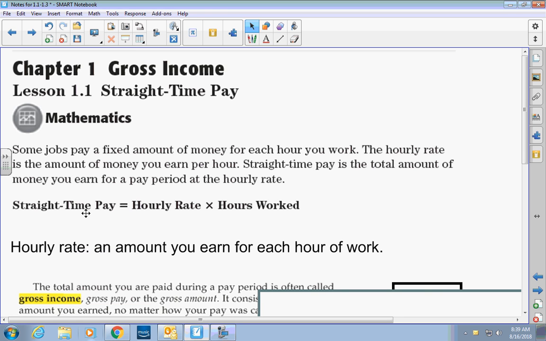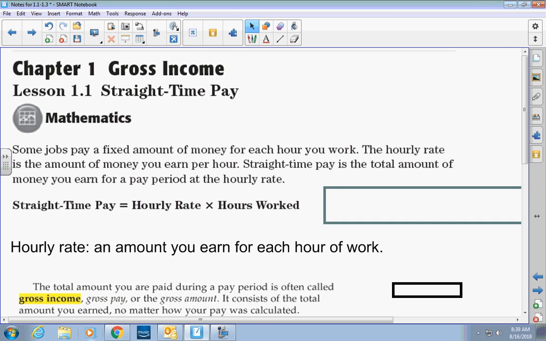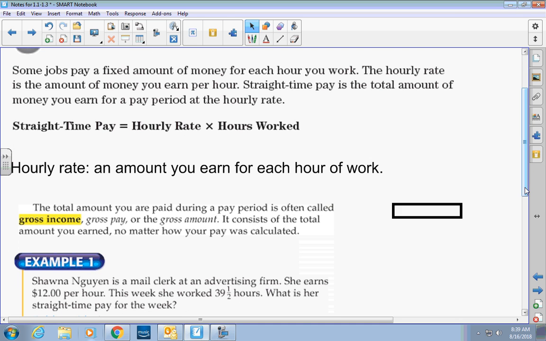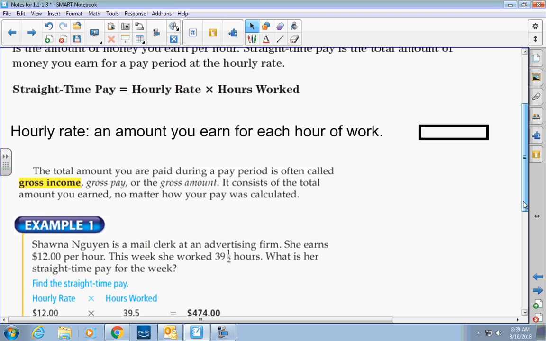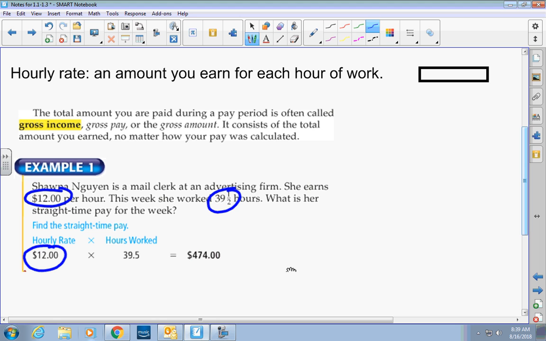All right, so straight time pay is the hourly rate times the hours worked. The answer we get from that is called our gross income. The way we calculate it in an example is we take the amount of money we make per hour and multiply it by the number of hours worked.